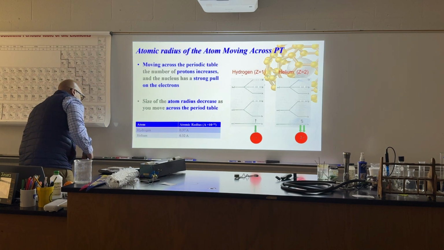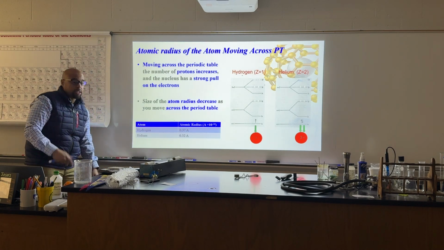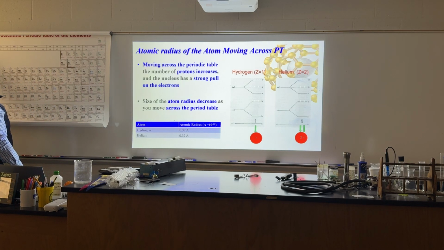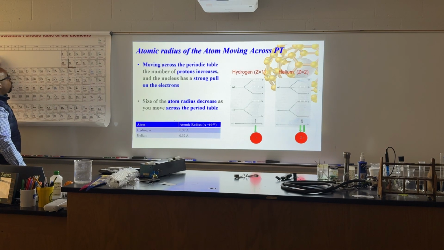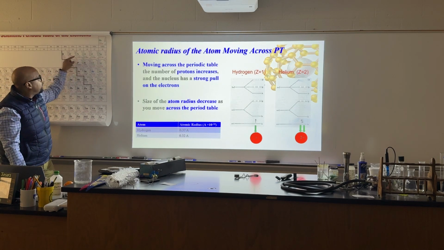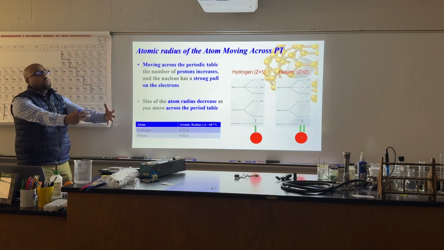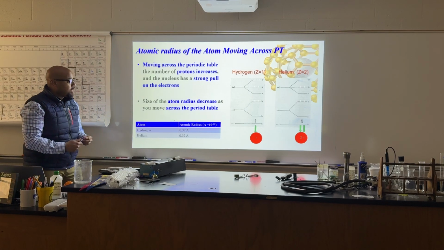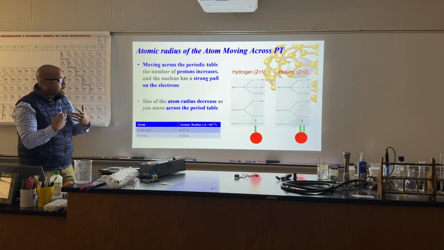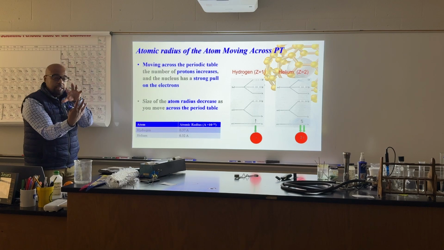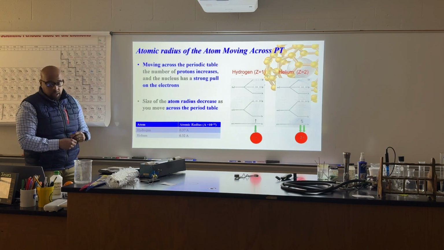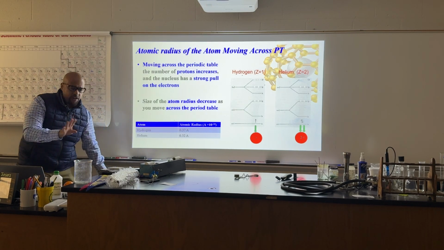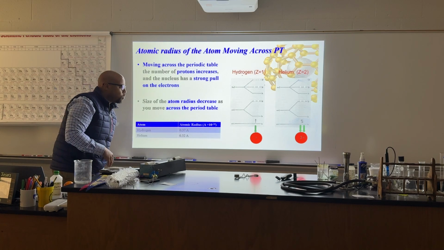And that's why the generic trend, very basic trend, as I move across, hey, lithium has 3 protons, beryllium has 4, boron 5, 6, 7. The number of protons are increasing, and once again, it's just doing a better job of pulling those valence electrons in this case towards the nucleus, and therefore causing the atom to become smaller. So going across the periodic table, very easy, just getting smaller as we go across.